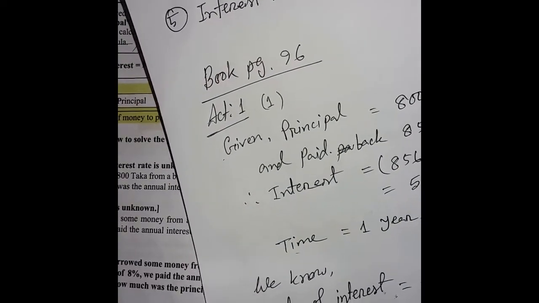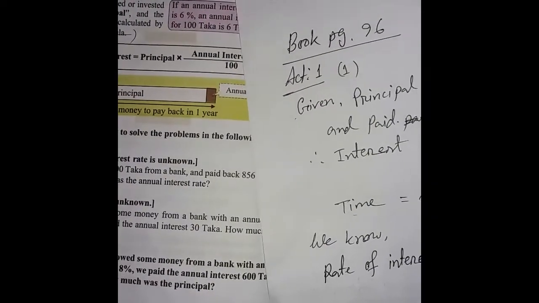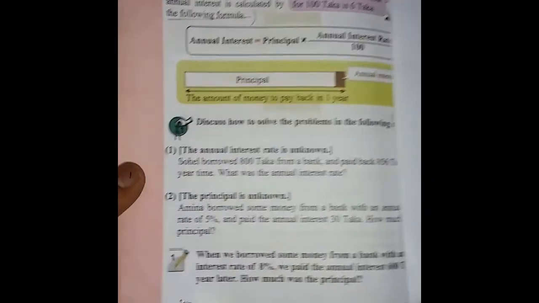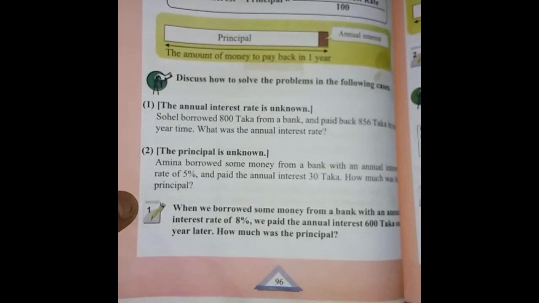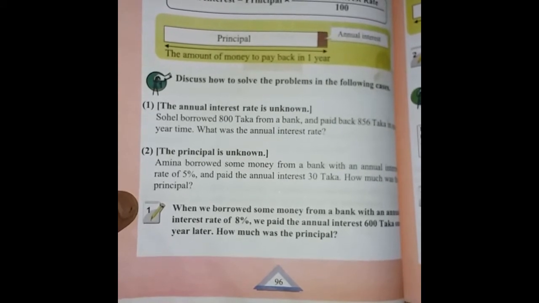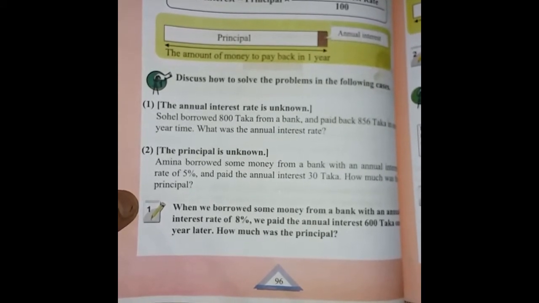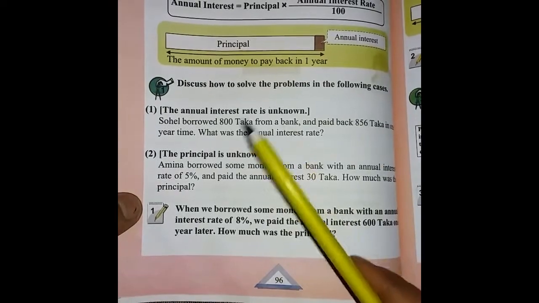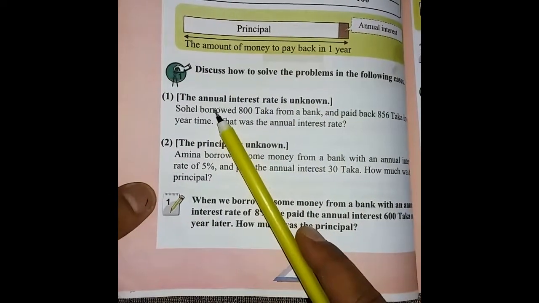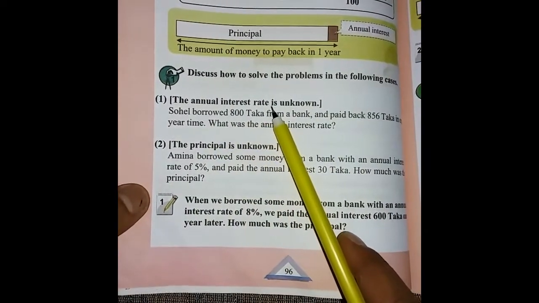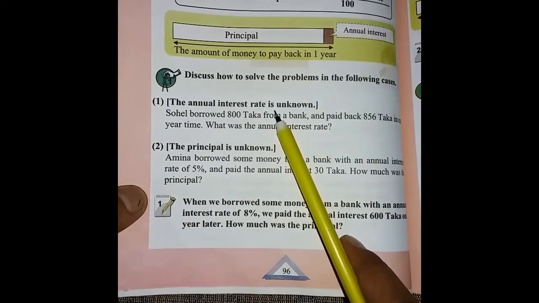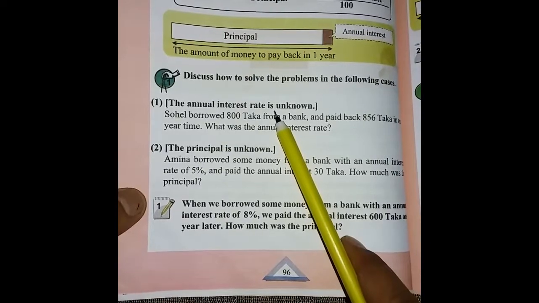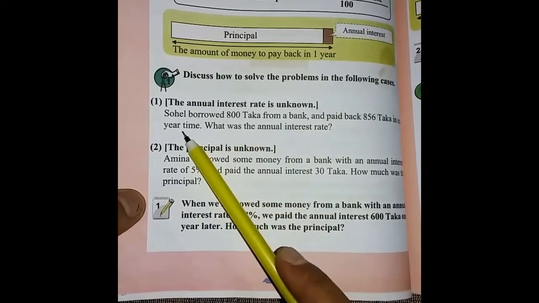So look here, book page number 96. Have you seen activity 1? You can see book page number 96. Activity 1. Look, the annual interest rate is unknown. So we have to find out the annual interest rate. So how am I going to find it out?